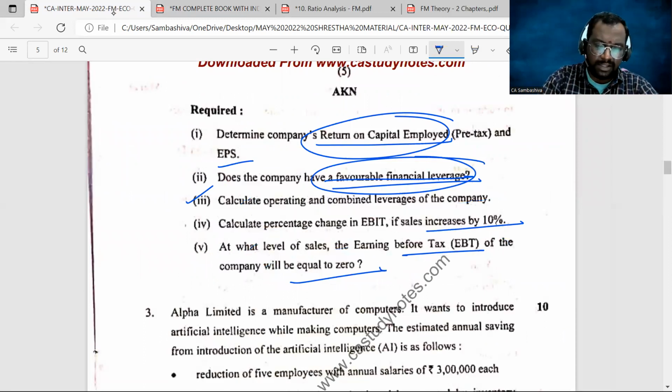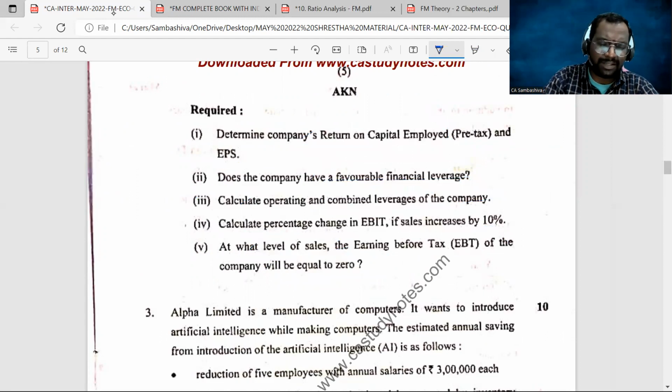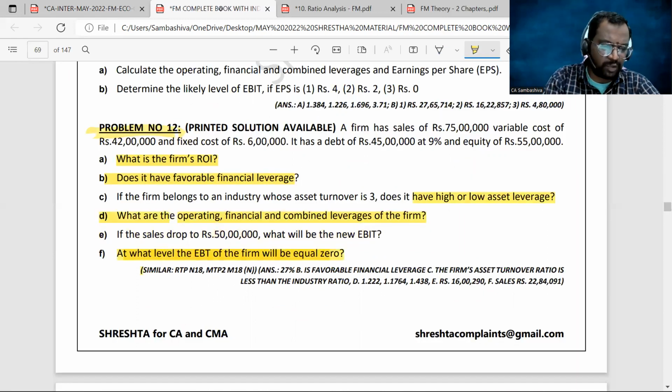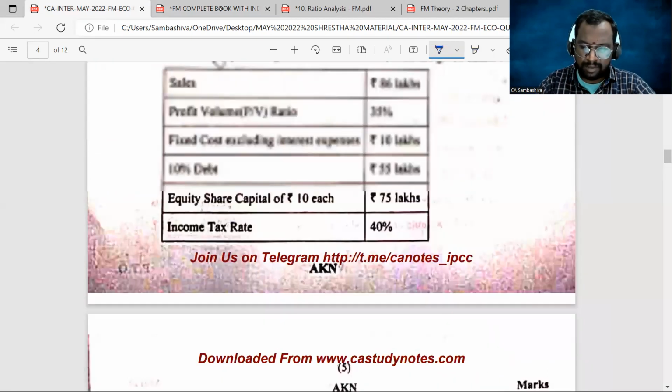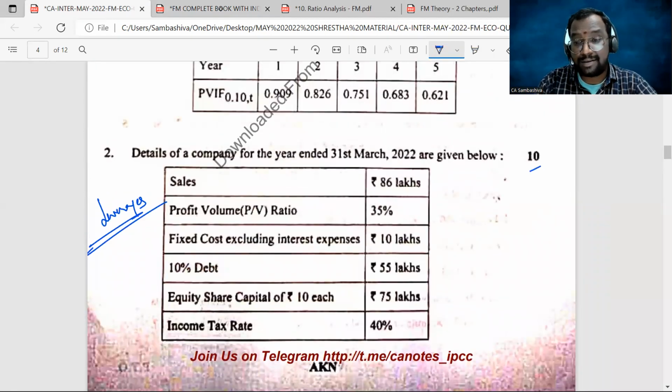Are you following now? Same question, similar question. I cannot say same because the numbers are different, but a similar type of question. So if you have the knowledge of this problem number 12, now you can do this problem very easily. How many marks? It's been asked for 10 marks. A question from leverages for 10 marks.